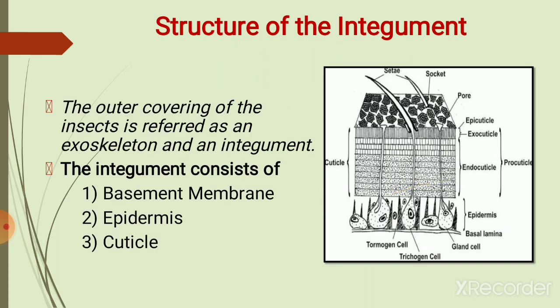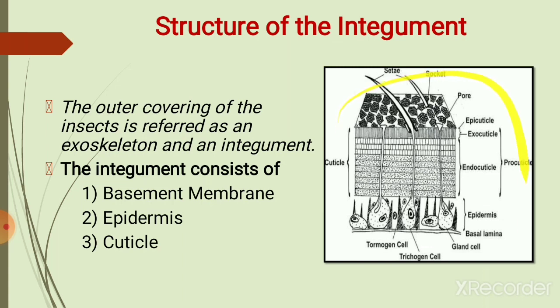Now first, what is the structure of integument? The outer covering of the insect is called the exoskeleton. It is also known as integument. It is derived from the embryonic ectoderm. It is a functionally composite structure that serves as a skin, skeleton, food reservoir and switches on post-embryonic development by undergoing molting periodically. The structure of this integument is composed of three layers: the inner basement membrane, middle epidermis and outer cuticle.